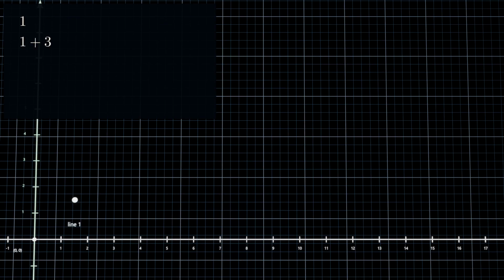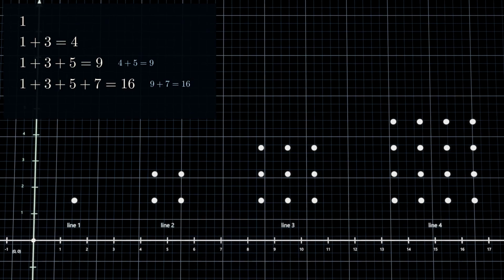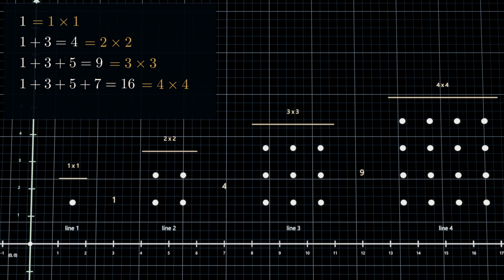Here we go. 1. 1 plus 3, 4. 1 plus 3 plus 5, 9. 1 plus 3 plus 5 plus 7, 16. Look at the answers. 1, 4, 9, 16. 1 times 1, 2 times 2, 3 times 3, 4 times 4. Perfect squares, every one of them. Add the odd numbers in order and a square falls out.